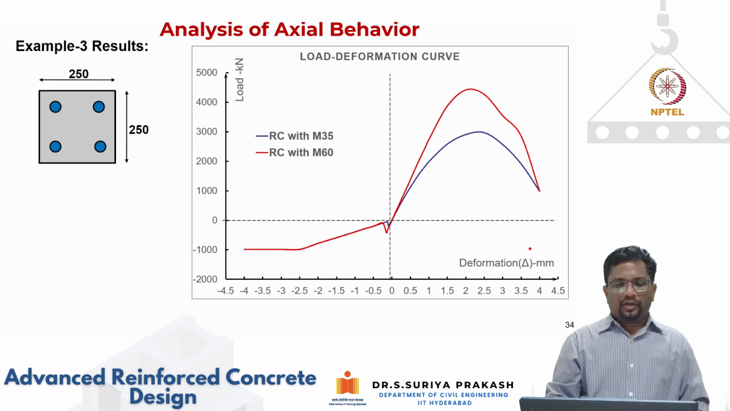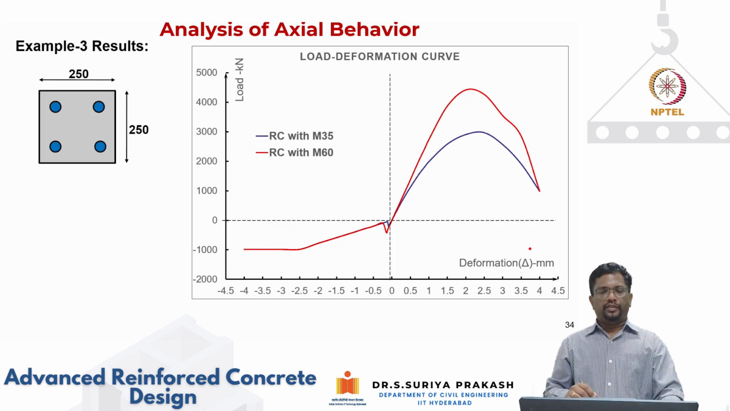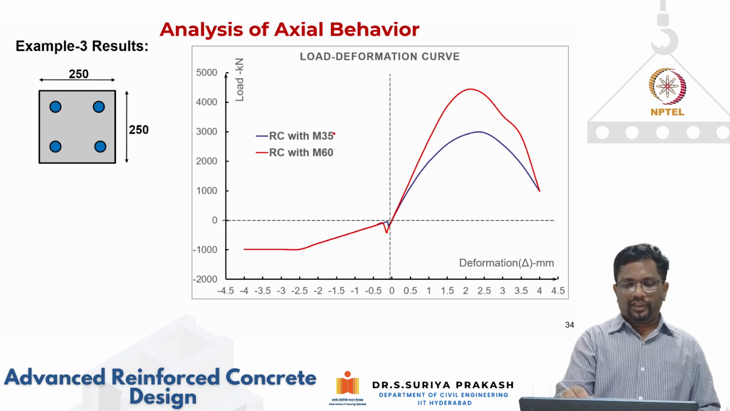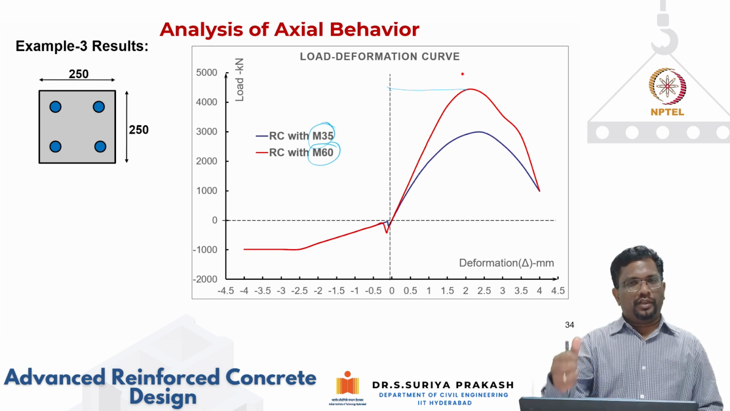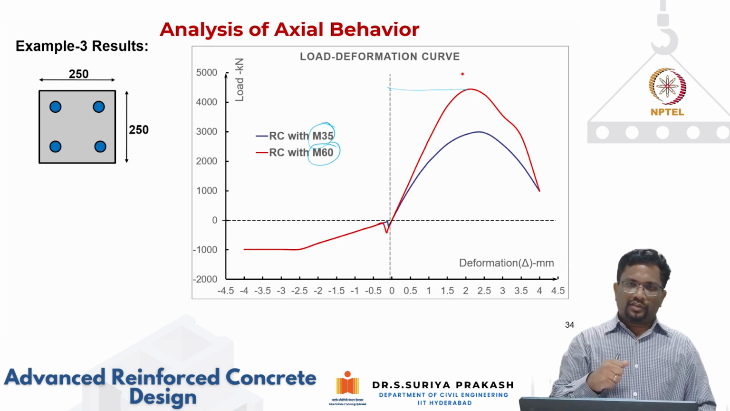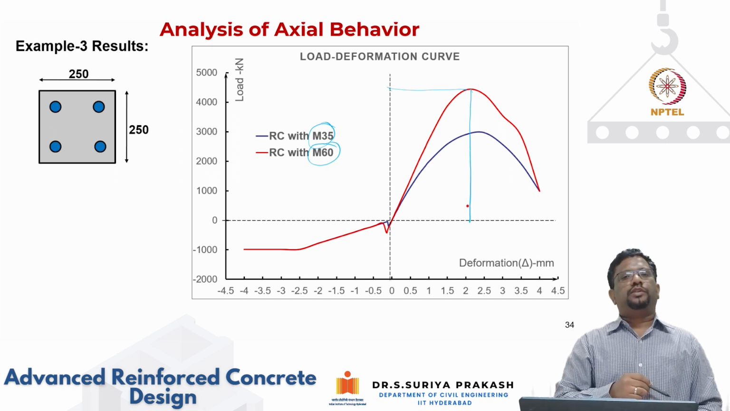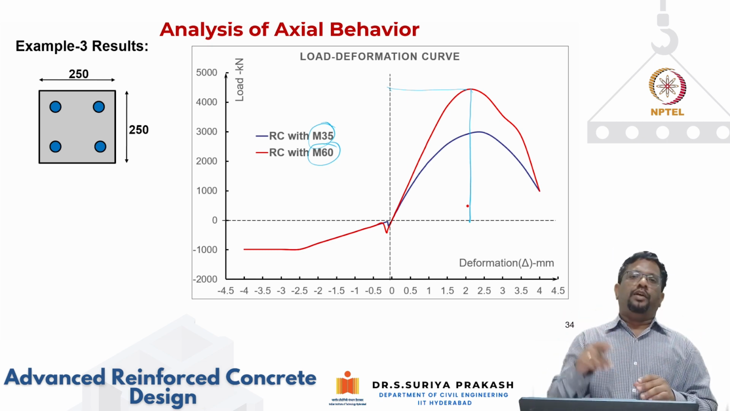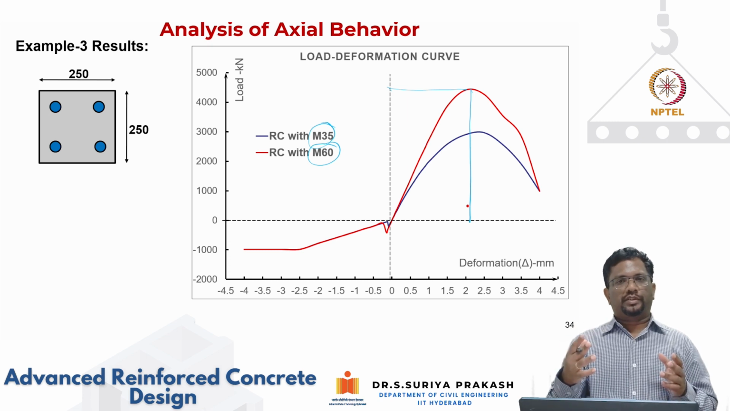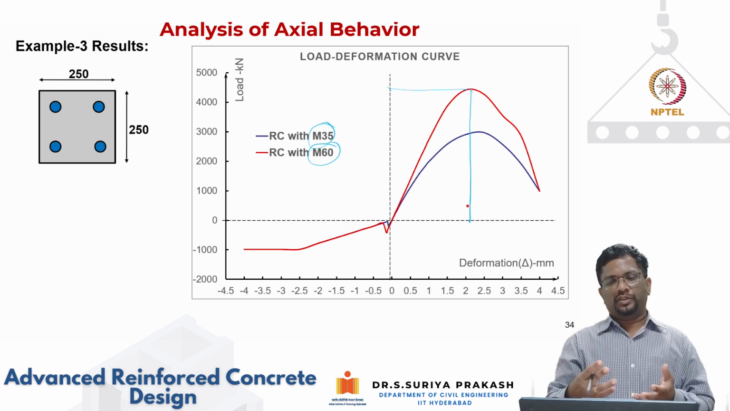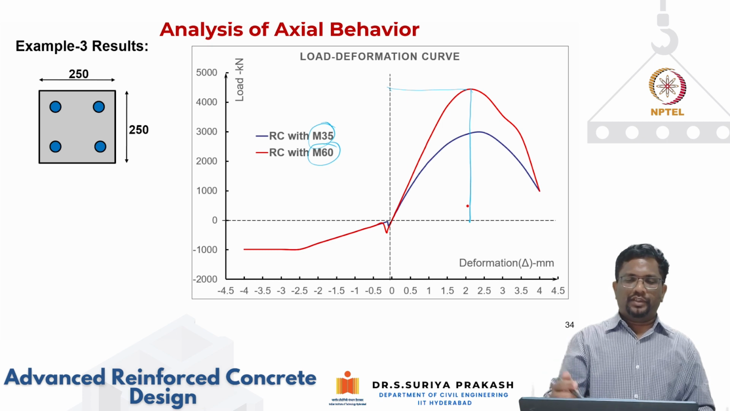Now if you start comparing the behavior between M35 and M60, or 35 megapascal and 60, you can see that the concrete capacity definitely increases in compression when I increase the compressive strength of concrete. But the strain at which it attains the maximum compression capacity is not really changing, because epsilon prime c, the strain at which it reaches its maximum stress, was not changing.